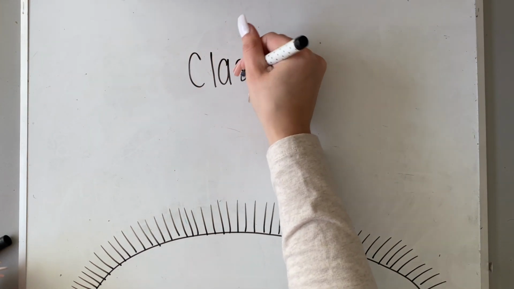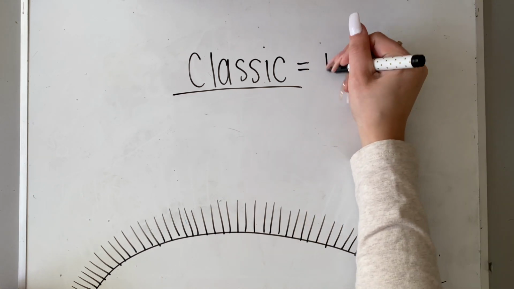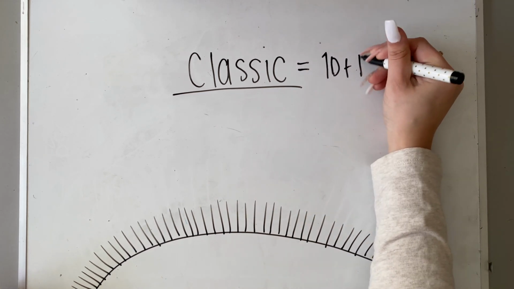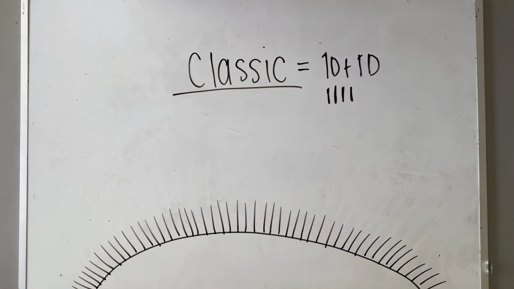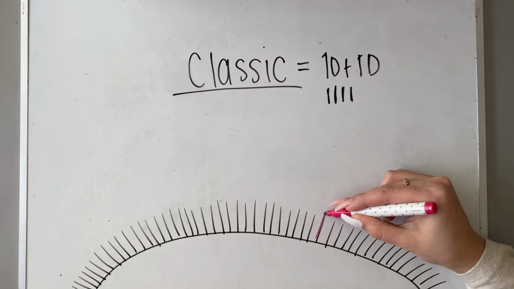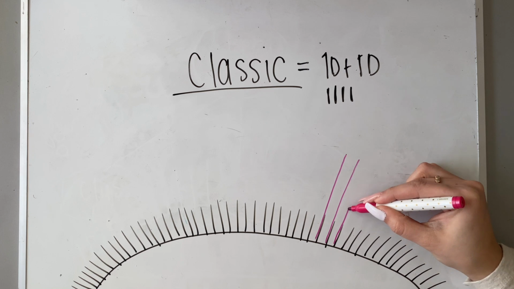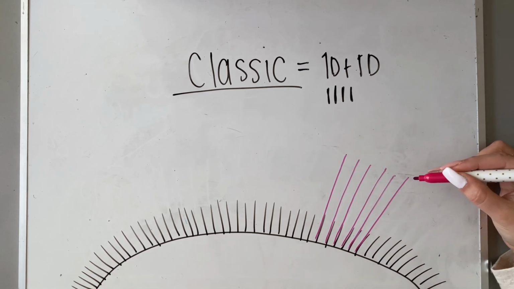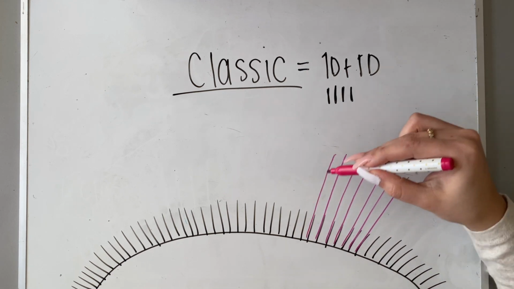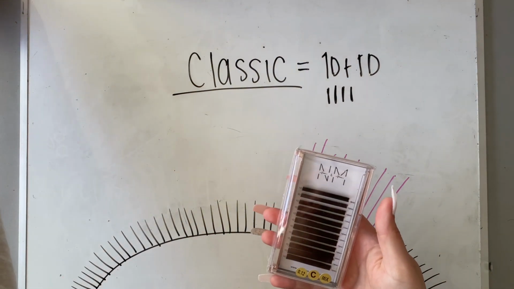The first one we are going to explain is the classic set. Now this mathematically would be 1D plus 1D, and it would basically be 1, 1, 1, 1. I'm going to show you guys on the lash. It's just going to be a strand of hair applied to our natural lash. As you can see, it's a strand applied to our natural lash, and that's basically all that we are going to be doing for this set.